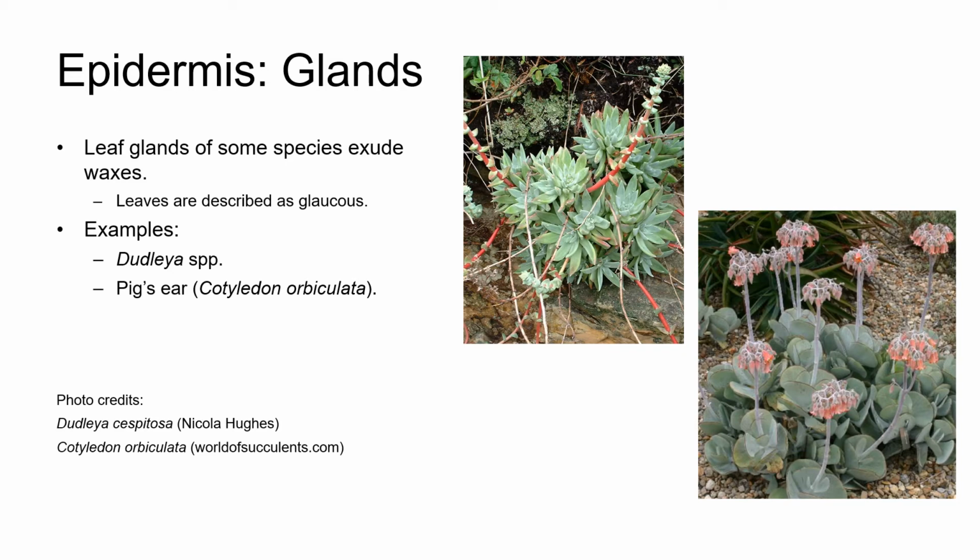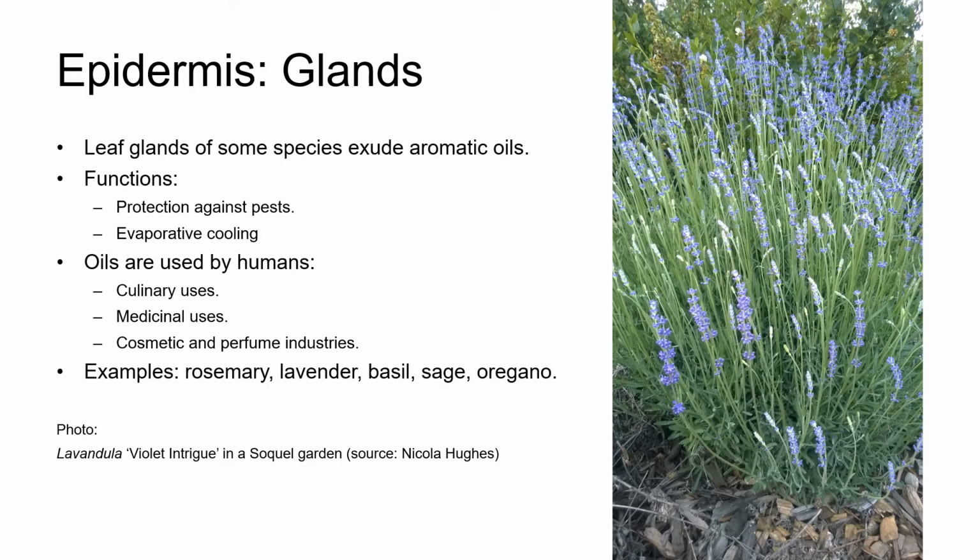Leaves with this powdery waxy coating are described as being glaucous, and examples include many of our California native Dudleya and the South African succulent Cotyledon orbiculata, or pig's ear, which you can see in the bottom right here.